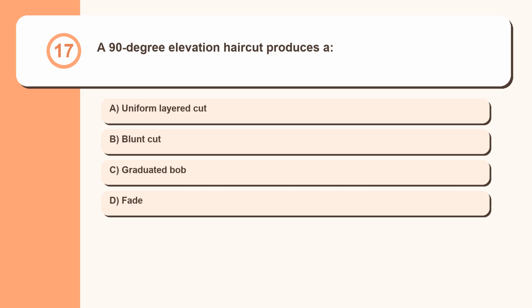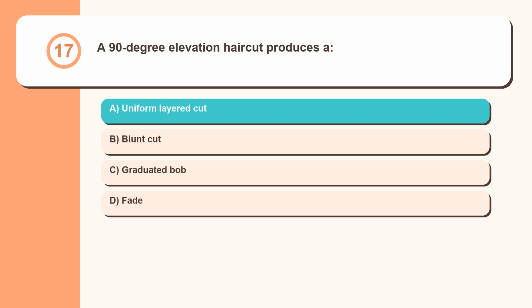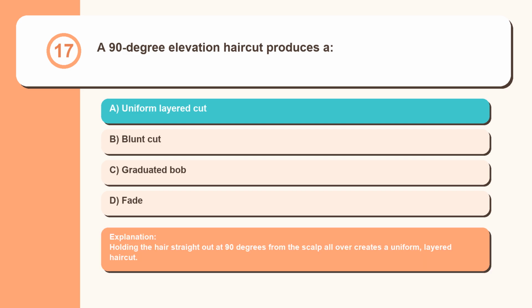Question 17. A 90-degree elevation haircut produces a uniform layered cut, blunt cut, graduated bob, fade. Holding the hair straight out at 90 degrees from the scalp all over creates a uniform, layered haircut.